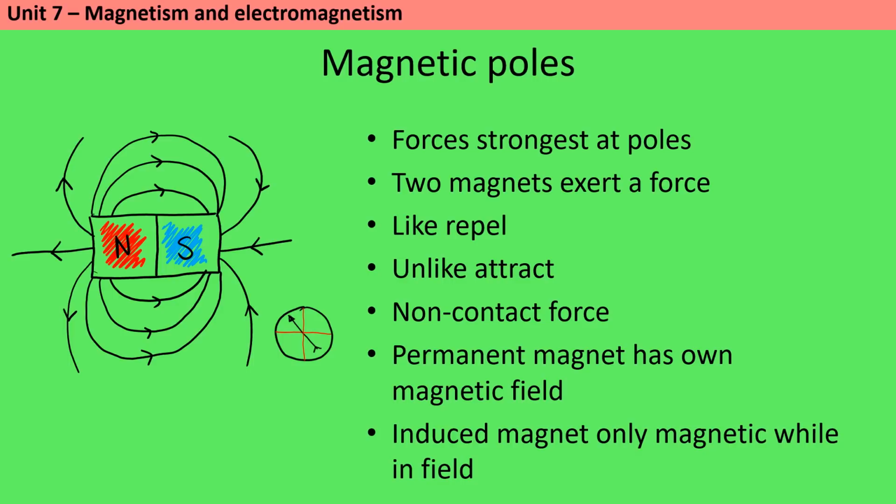The final topic in physics paper 2 is the magnetism and electromagnetism topic. We start off by saying that the poles of a magnet are the places where the magnetic forces are strongest. When you bring two magnets together, they exert a force on each other. So if you're bringing together the like poles, like north and north, then they will repel each other. Whereas if you bring together the unlike poles, such as north and south, then they will attract each other. This attraction or repulsion is an example of a non-contact force, as we discussed in Unit 5, the forces topic.